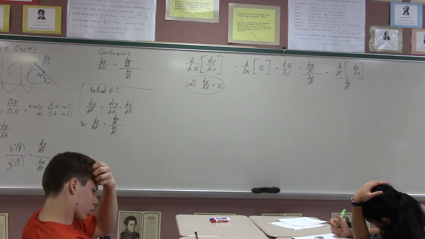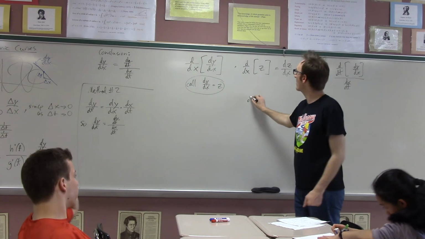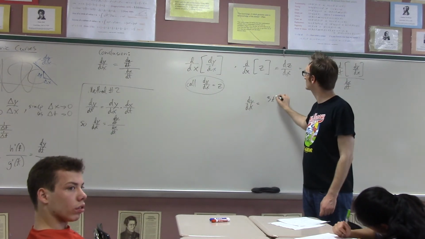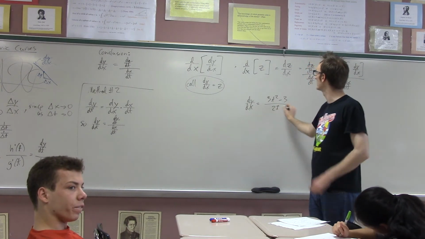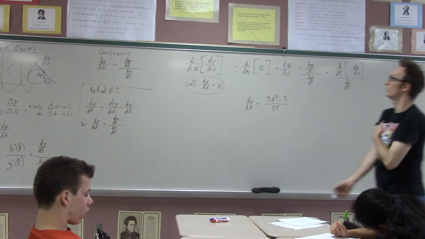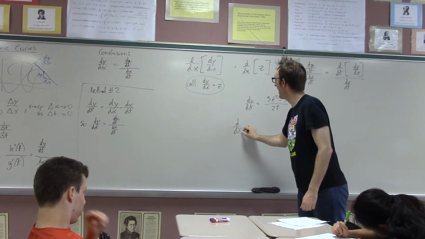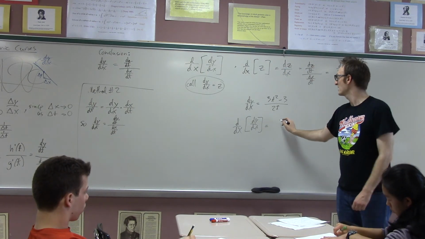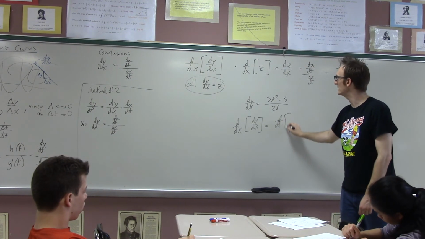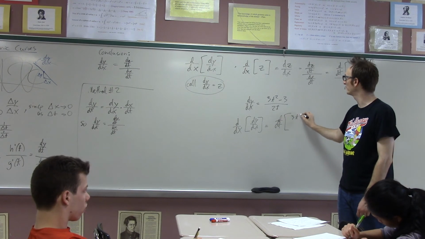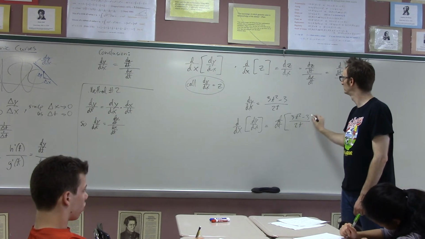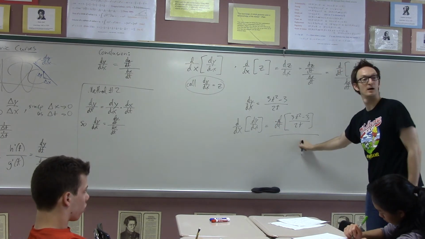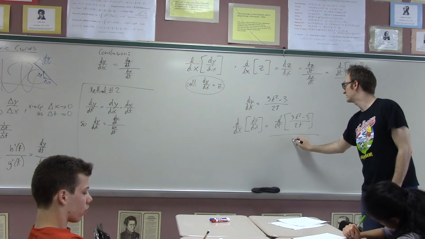For this problem, I have already calculated that dy/dx is (3t squared minus 3) over 2t. That I already know. What I want to know now is, how is that changing over time? The answer is, it's the derivative with respect to t of that whole thing, over dx/dt.